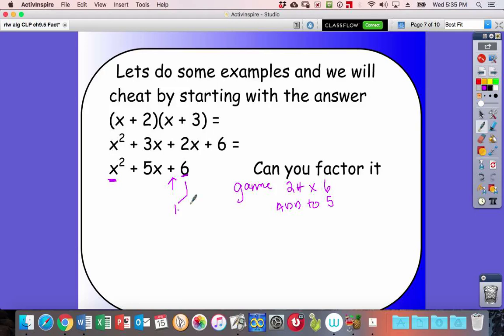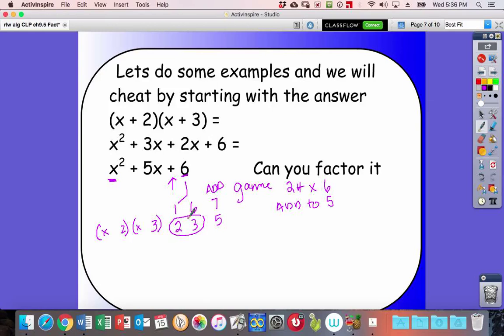Let's see, I got a 1 and a 6, 2 and a 3. That's it. Those are the only factors that multiply together to give me a 6. And I'm going to see how they add up. 1 and 6 add to 7. That will not work. 2 and 3 add to 5. That's how I know it's 2 and a 3. So I'm going to do an (x, 2)(x, 3).